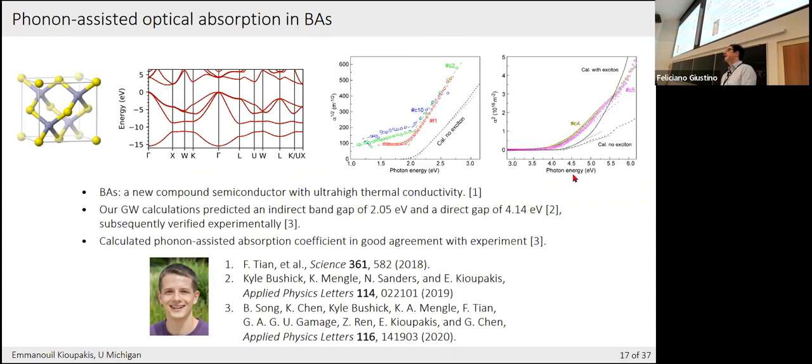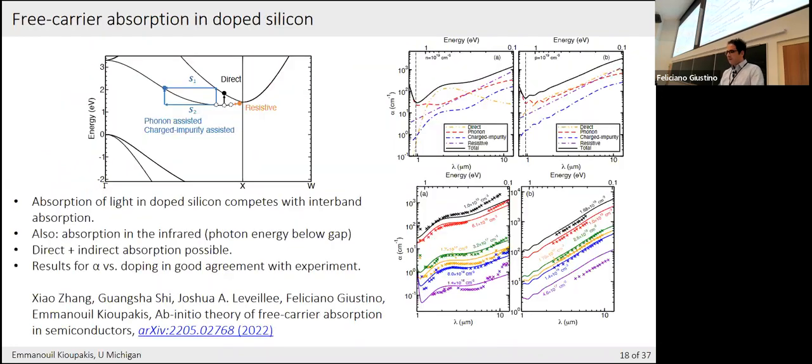So again, another case where theory was able to take the first step and tell experiment what the value would be, and subsequently predicted, verified experimentally. All right, now I'm going to switch topics a little bit and go back and discuss the case where we do have metallic carriers, meaning free carriers that can also absorb the light. Going back to the case of absorption in metals.